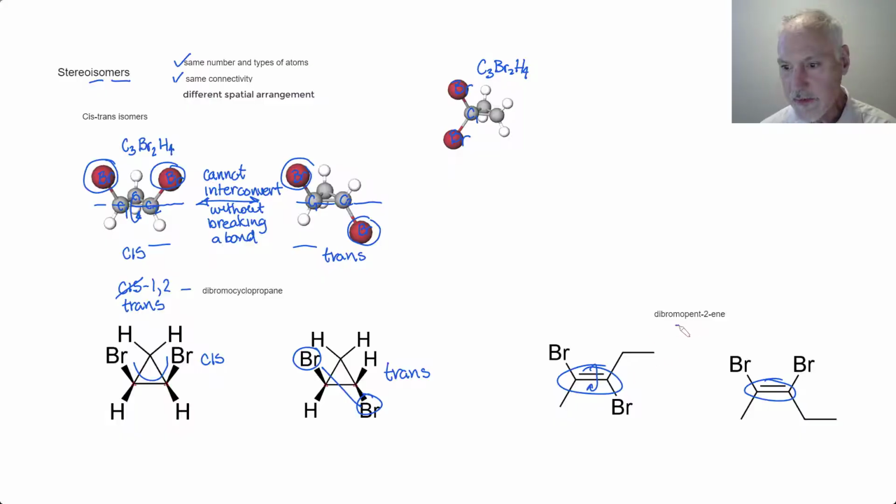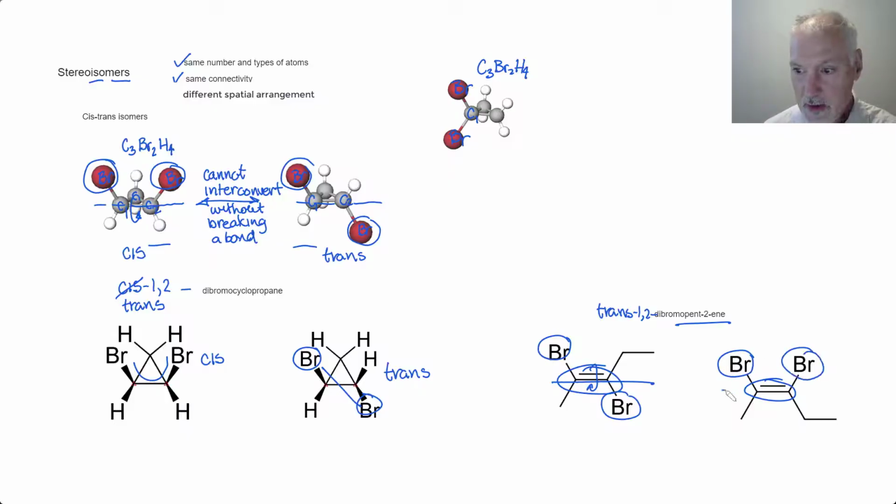So let's now take a look at this pentene, the presence of the double bond. As I mentioned earlier, it prevents rotation. This orientation, where I am across the double bond, this would be referred to as trans 1,2-dibromopentene. And this one, where the bromines lie on the same side of the double bond, this would be called cis 1,2-dibromobutene.